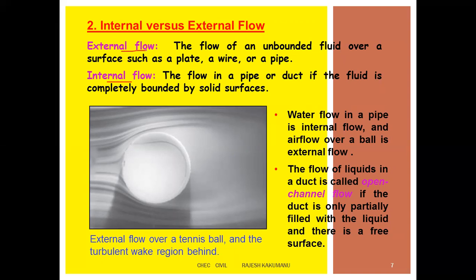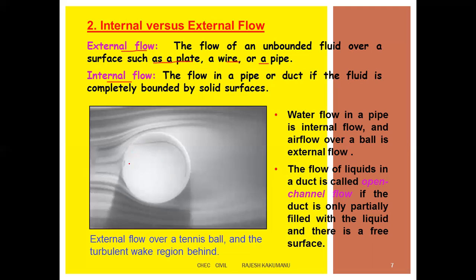Whereas in the external type of flow, the flow is unbounded: the flow of an unbounded fluid over a surface such as a plate, a wire, or a pipe. Internal flow is the flow in which the fluid is completely bounded by a surface. For example, if you see the figure here, the external flow over the tennis ball.